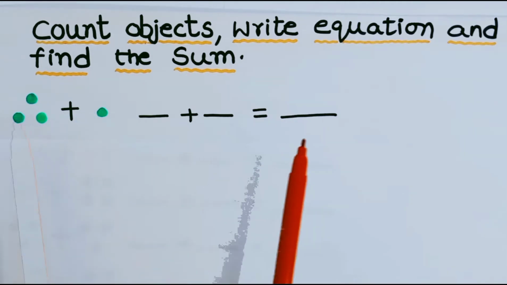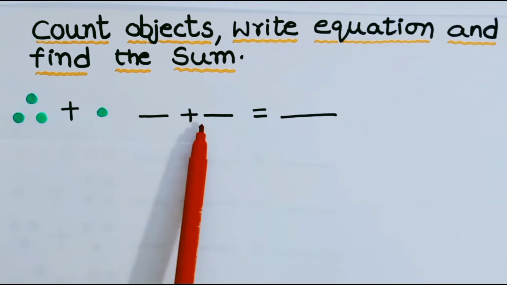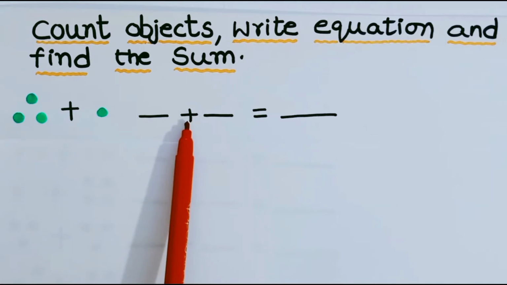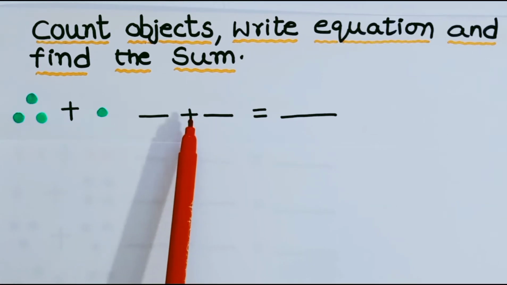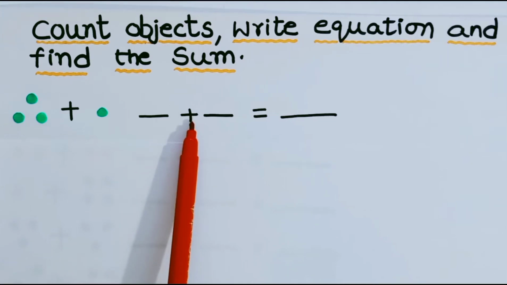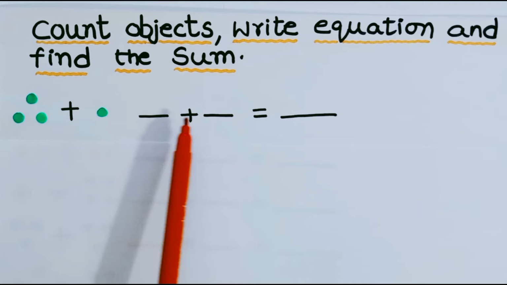Yes, let us start. Look at here children, there is an addition equation here. In this addition equation, there are two blanks on both sides of the symbol plus. So what is this symbol? It is plus. It is a symbol of addition. So the symbol plus adds two numbers.